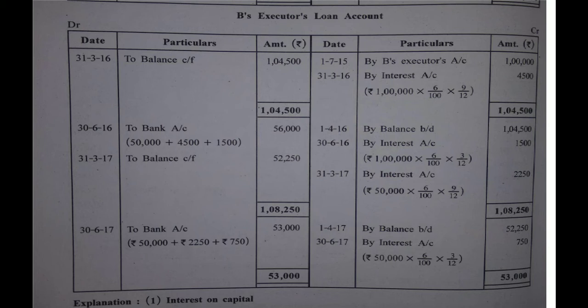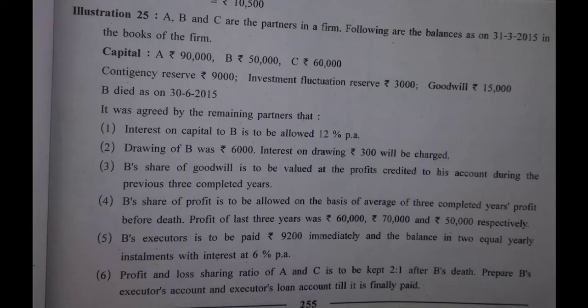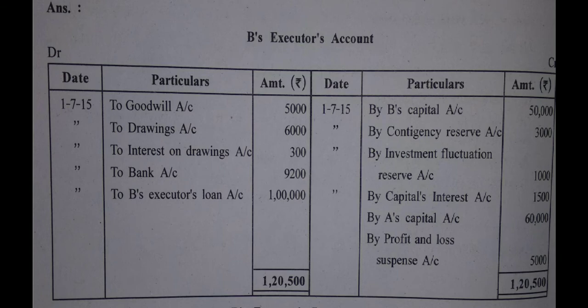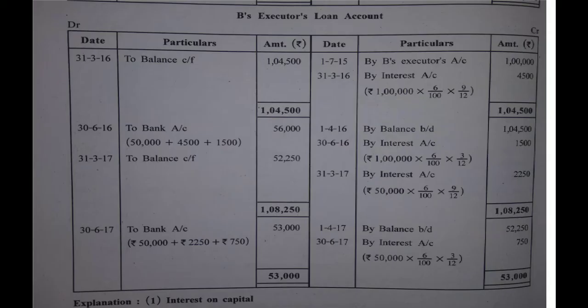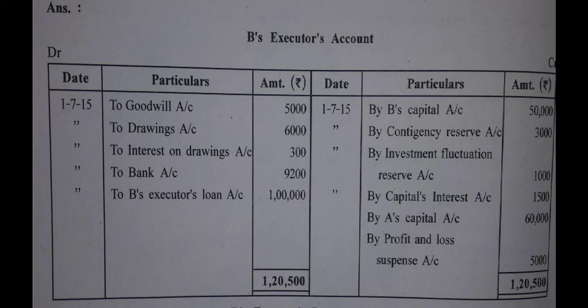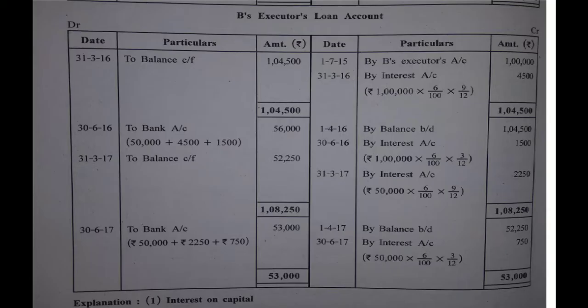B has died on which date? The last date of the 6th month. If you see here, 3615. So the amount of loan is on 1715. On the credit side you can see 1715 by executor's account 1 lakh. See here, on the debit side you have written loan account 1 lakh, and this amount has been transferred to the loan account. 1715 by executor's account 1 lakh.